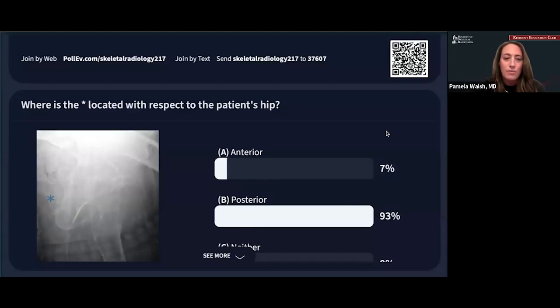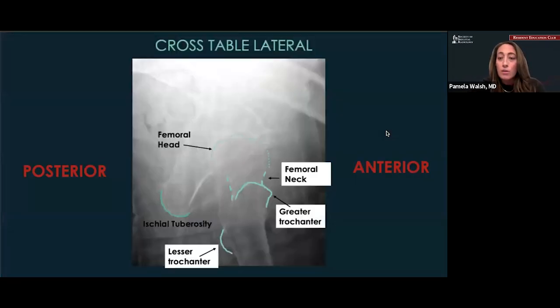Let's take a look at this now. So here's breaking down our cross-table lateral view. And what I find really helpful is that we see the ischial tuberosity outlined here. That's really helpful in letting us know that this is posterior with regards to the hip. These can be challenging because it certainly can be painful and difficult to position a patient who's in pain and who potentially can't tolerate lifting their other leg. Here we have our femoral head contour. Here's our femoral neck. Here's our greater trochanter. And notice our lesser trochanter is a bit posterior. So use that ischial tuberosity to orient yourself to what's going to be posterior.